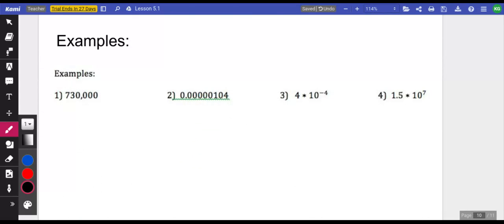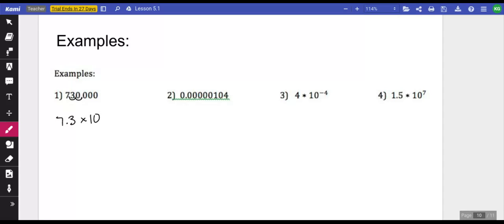Okay, on these examples, we're being asked to change the standard form into scientific notation or scientific notation into standard. So on this first one, I need to make it a decimal between 1 and 10, which would be 7.3 times 10 to the, and then I count 1, 2, 3, 4, 5 to make it original. And it was to the right, so I give it a positive 5.